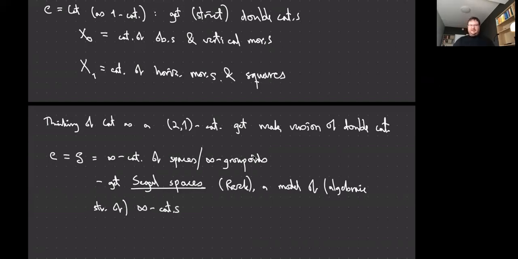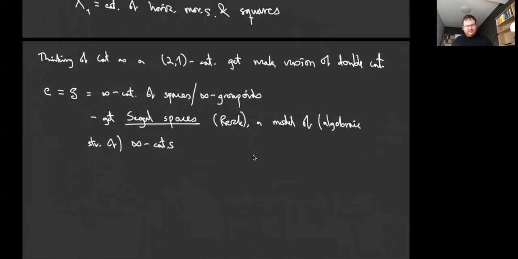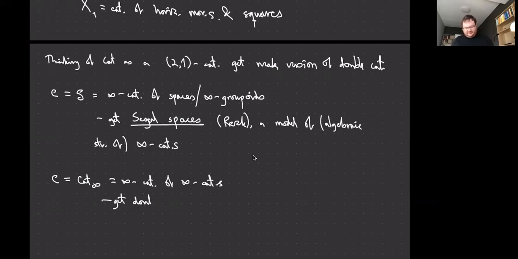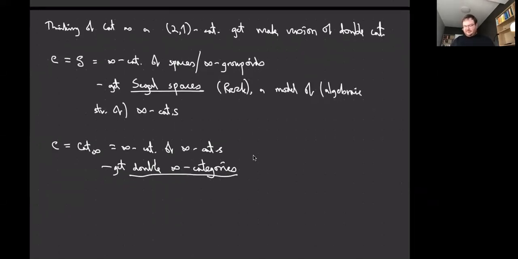And then there's one further step, because you have to think about what equivalences should be between these. Namely, they should be fully faithful and essentially surjective morphisms, and you want to invert those. And that will then relate to the theory of complete Segal spaces and so on, but I don't want to get into that. And finally, I can take C to be Cat infinity, the infinity category of infinity categories. And then I get here a notion of double infinity categories, as these simplicial objects in Cat infinity.